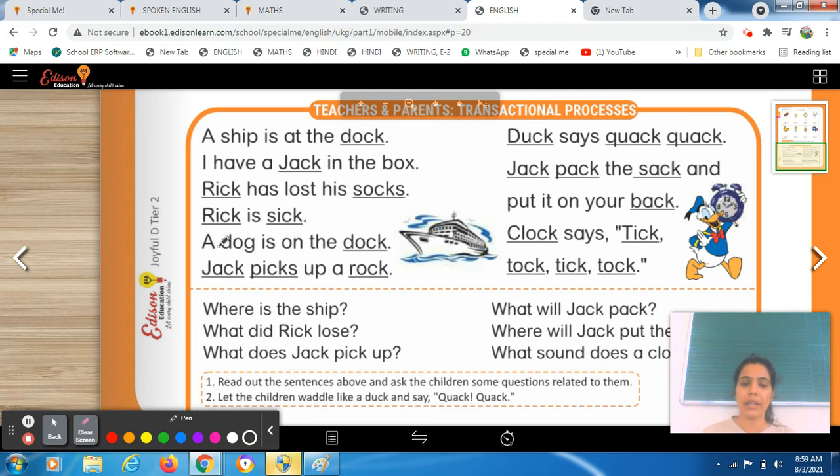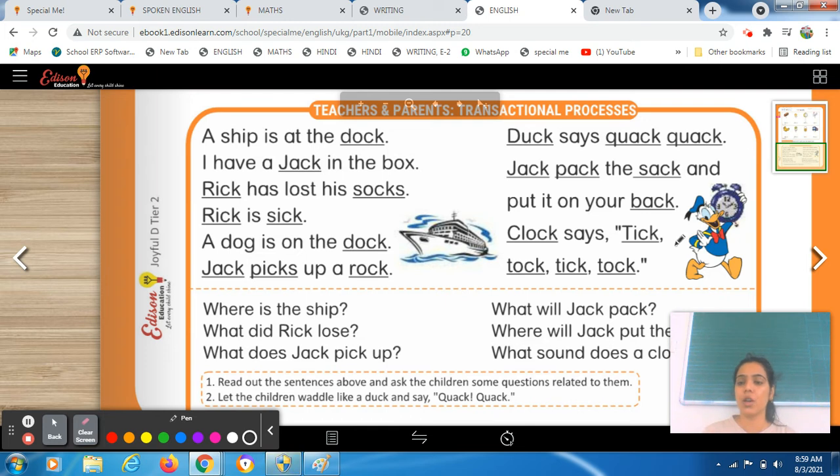Okay, now we will read the next sentence, students. The dog is on the dog. Where is the dog? On the dog. Jack, P-I-C-K, pick. And if S is there, what will we say? Picks. Jack picks up a rock. Jack is the name of a person. What did Jack do? Jack picks up a rock. He picked up the rock.